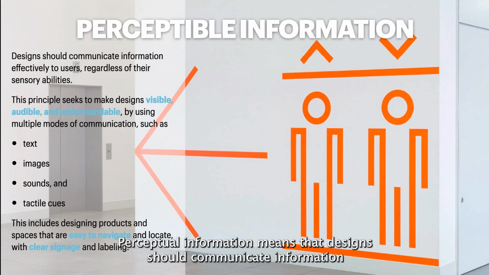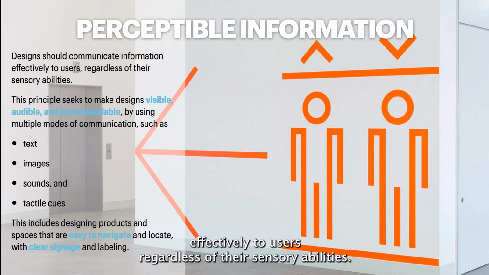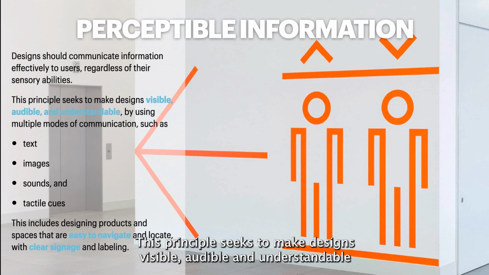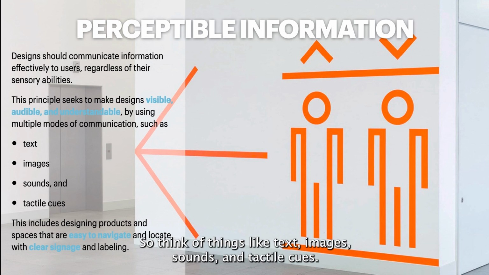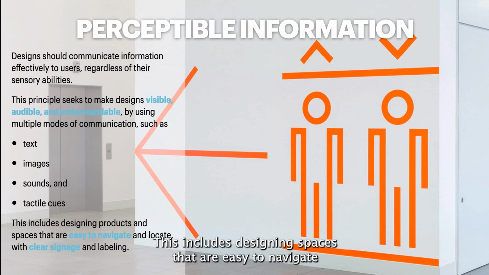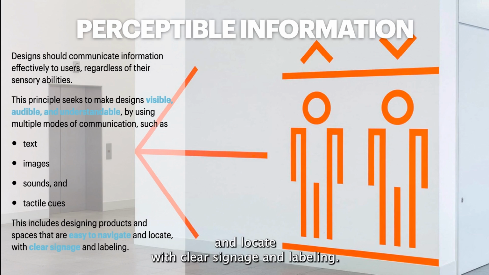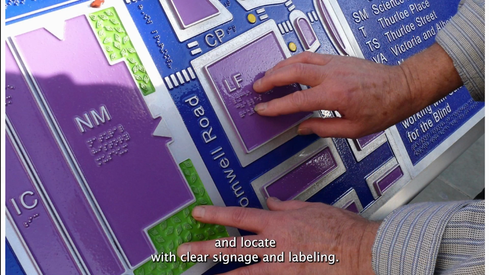Perceptible information means that designs should communicate information effectively to users regardless of their sensory abilities. This principle seeks to make designs visible, audible, and understandable by using multiple modes of communication. So think of things like text, images, sounds, and tactile cues. This includes designing spaces that are easy to navigate and locate with clear signage and labeling.